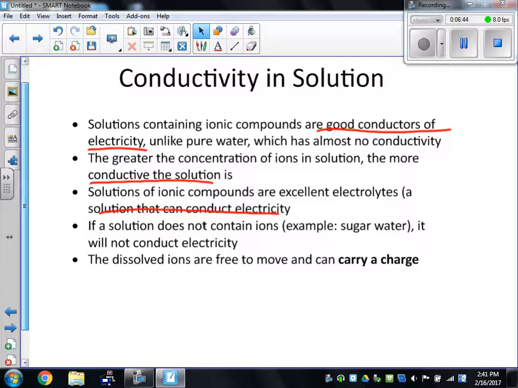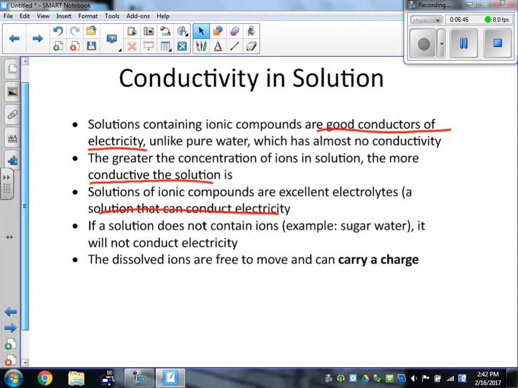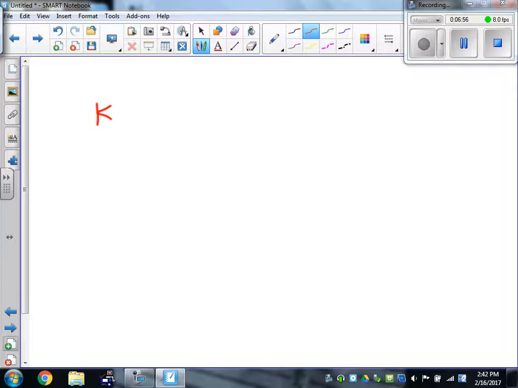If K has a 1+ charge, do you think that K has a 1+ charge? It can have, but let me ask you this. Okay, we've talked about this before, guys, so look, this is a big deal in chemistry.